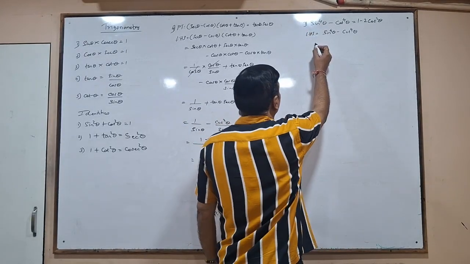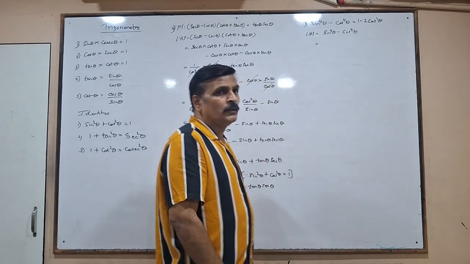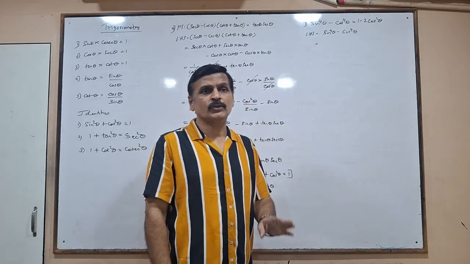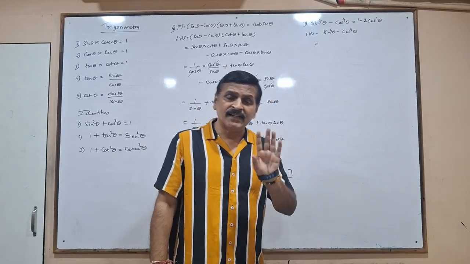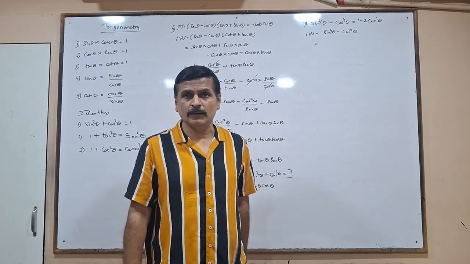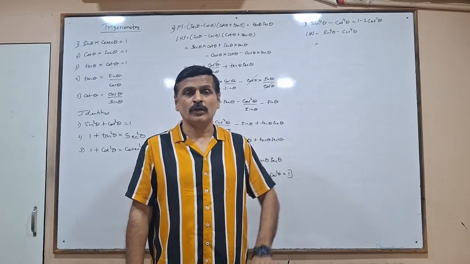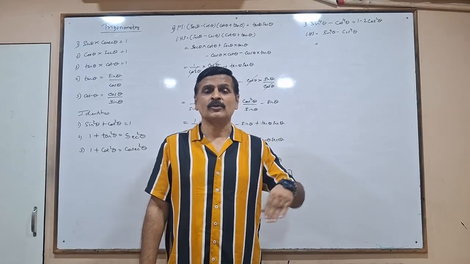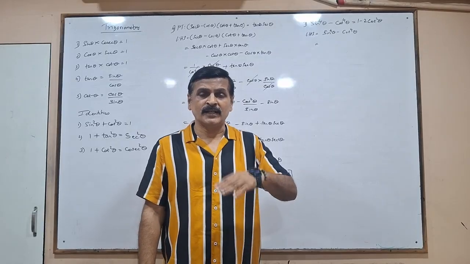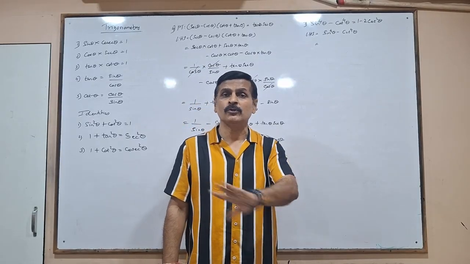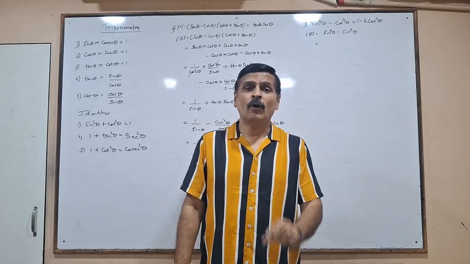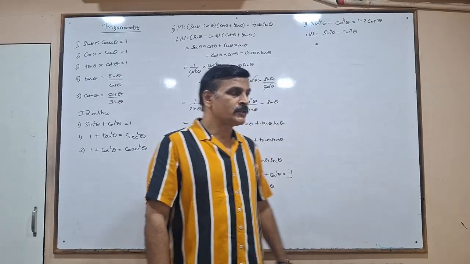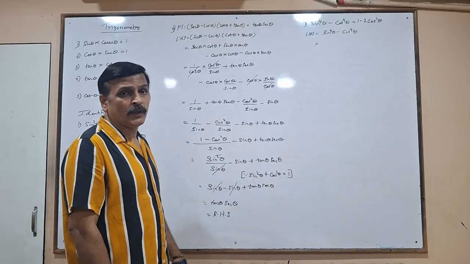Now, if I want to convert it to cos, then I have an identity, that is sin square plus cos square is 1. But remember one thing, sin square plus cos square is 1. Sin plus cos is not 1. Sin raised to 4 plus cos raised to 4 is not 1. Sin raised to 8 plus cos raised to 8 is not 1. It is only applicable for a square of sin and cos. Sin square plus cos square is 1.